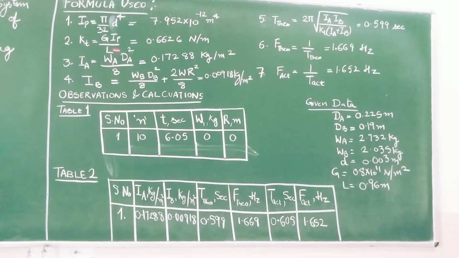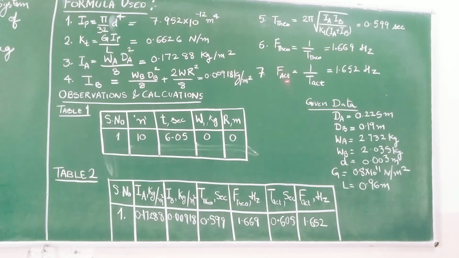Then we found the KT, the torsional stiffness. Then the moment of inertia of disc A came out to be 0.17288 kg per meter square. This is the moment of inertia of disc B, 0.00918 kg per meter square. Putting these values in this equation, which is the theoretical equation we derived in our theory class, with IA, IB and KT, we get 0.599 seconds. This is the theoretical time period. After dividing 1 by it, we get the theoretical frequency. F theoretical is equal to 1 over T theoretical. It came out to be 1.669 Hertz.